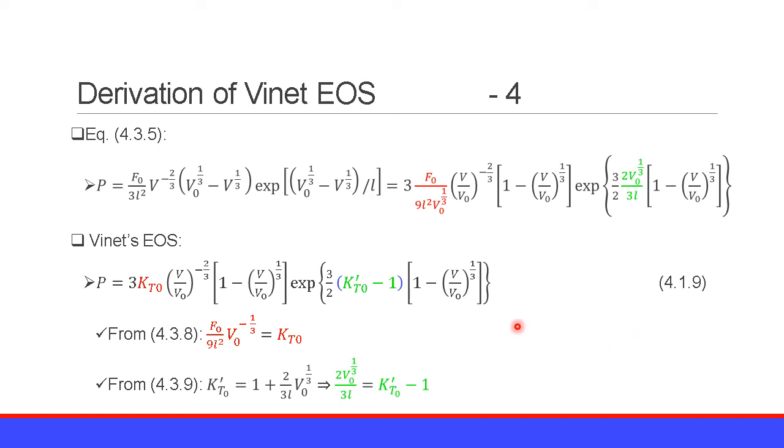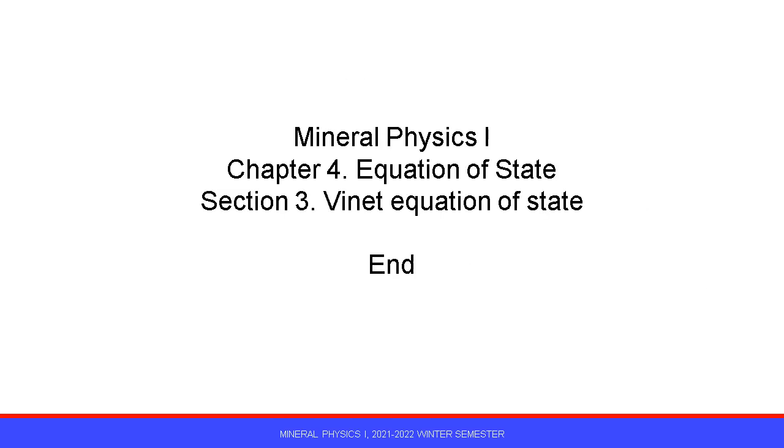So we derive Vinet's equation of state. We will compare Vinet's equation of state and the Boltzmann equation of state in a later section. Therefore, let me end this section here.